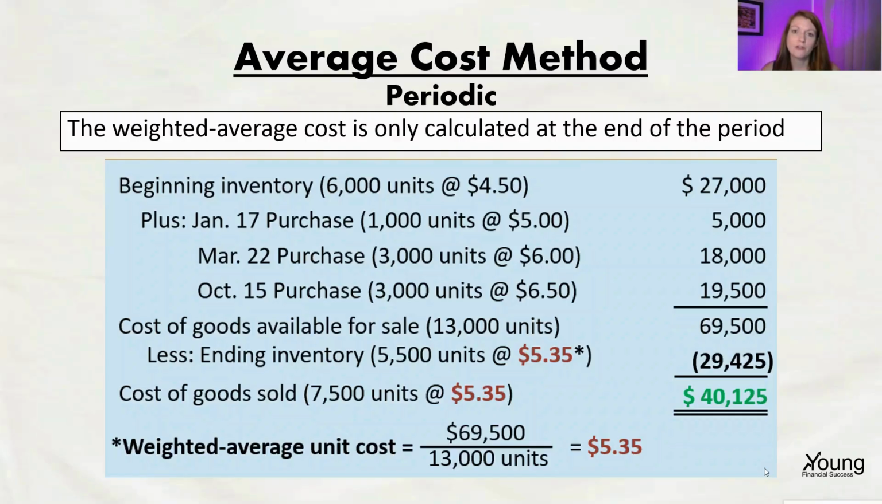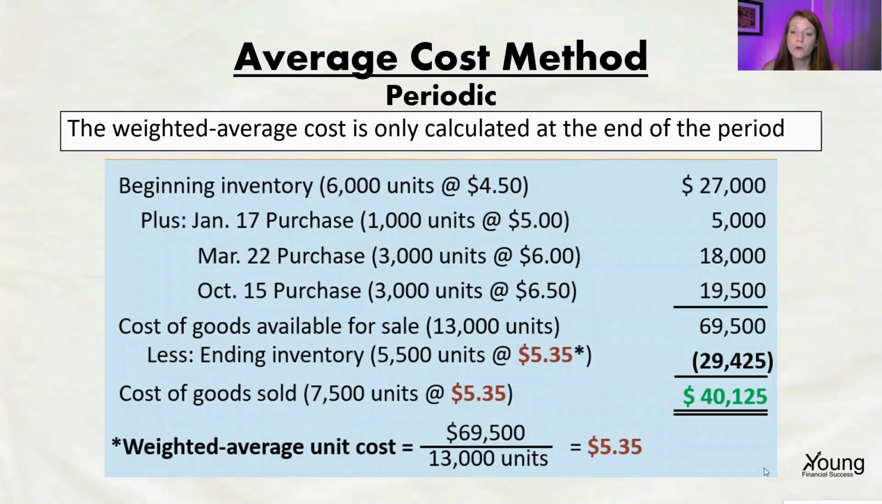So when it comes to the average cost method, we're going to look at each of these periodic and then perpetual. So the weighted average cost is only calculated at the end of the period when it's periodic inventory. Okay, so they're only doing that physical count, and they're only taking it out of purchases at the end of the period. Remember, if you don't remember that, go back and watch the prior videos for chapter 8. So beginning inventory was the 6,000 units. Then we added in all these purchases. Then we have our goods that were available for sale were 13,000, less our ending inventory.